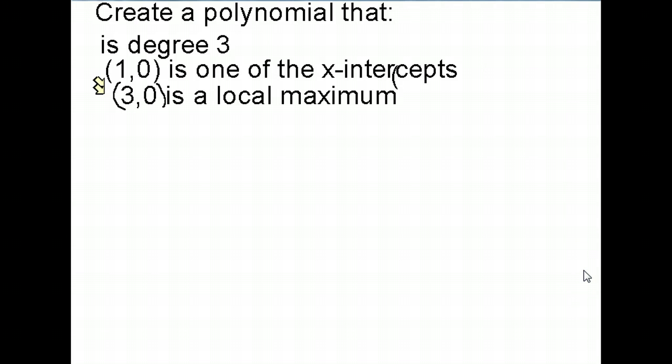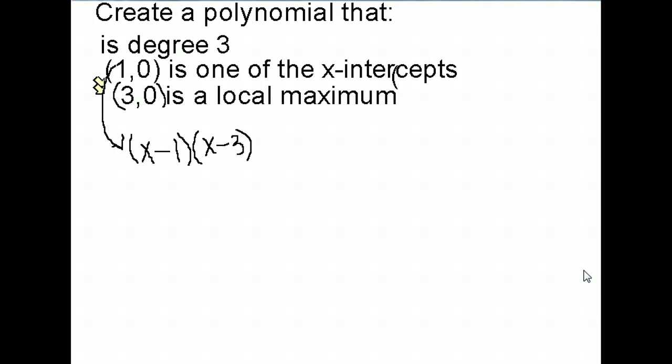Right? If y is 0, that's an x-intercept. Okay, we know that if that's the case, then x minus that number, in this case, is one of our factors. So x minus 1 and x minus 3 would both be factors.